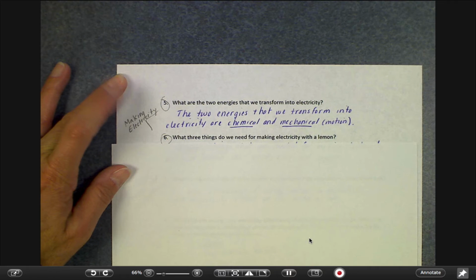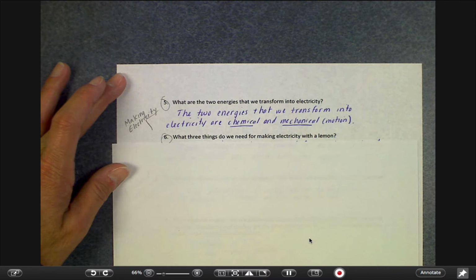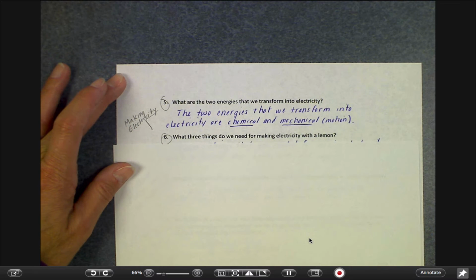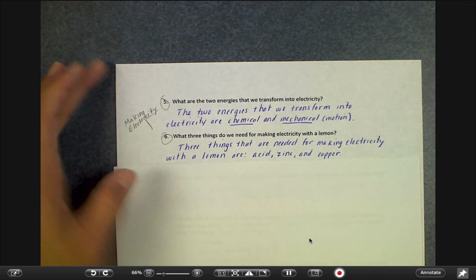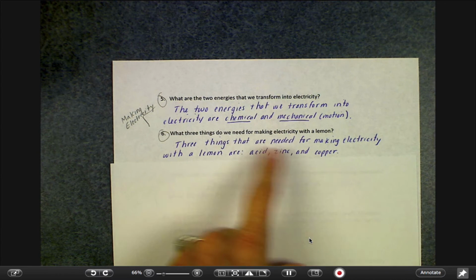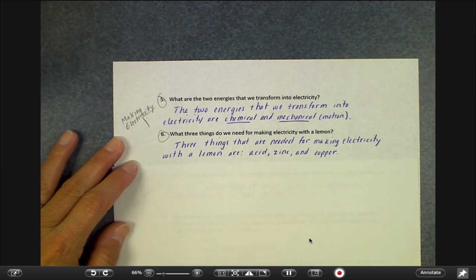Question number 6 was also from making electricity. What 3 things do we need for making electricity with a lemon? So we watched that video on the lemon battery, and the 3 things that we need are acid, zinc, and copper. And again, that then is our chemical reaction to make electricity.